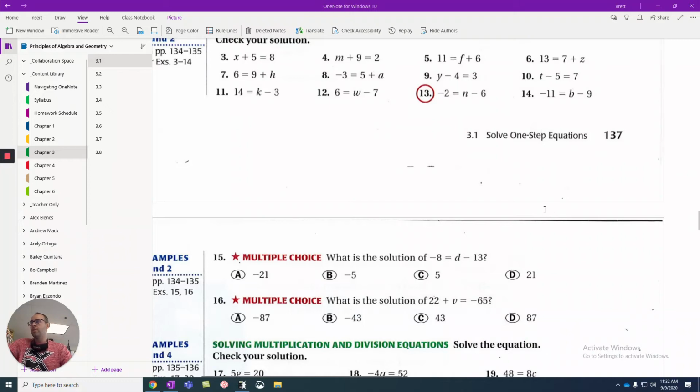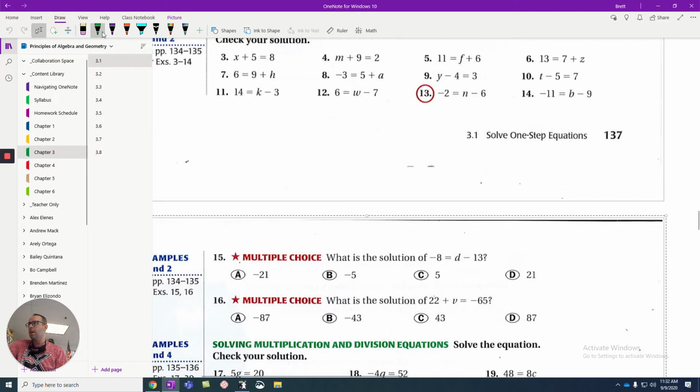Hey guys, this is a little bit of help for 3.1, just going through some homework examples. As we look at this idea of solving for a variable, we want to focus on this concept of isolating, or getting it alone. Looking at the math that's around it and finding ways to remove that layer of mathematics.